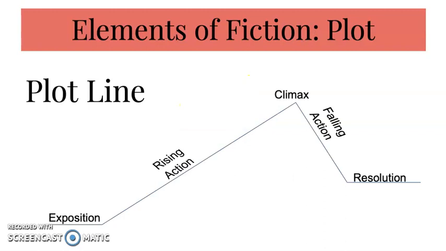I guarantee that at some point over the last few years, one of your English teachers showed you this plot line. So this is exactly how the plot of, I would say, most stories looks like. Of course, it can differ sometimes, but we have our exposition at the start, rising action, climax at the top, a little bit of a falling action, and then finally resolution. So what do all these pieces mean?